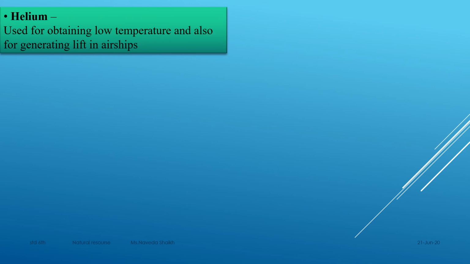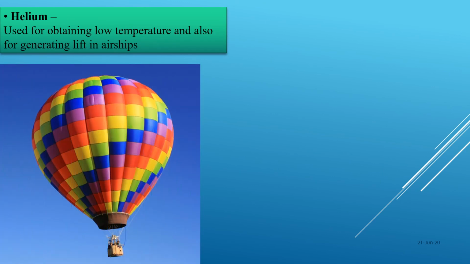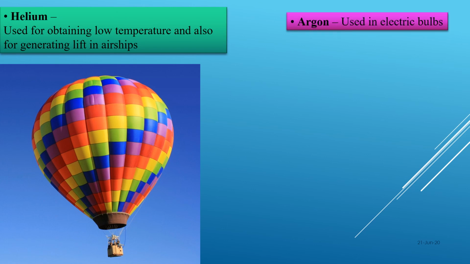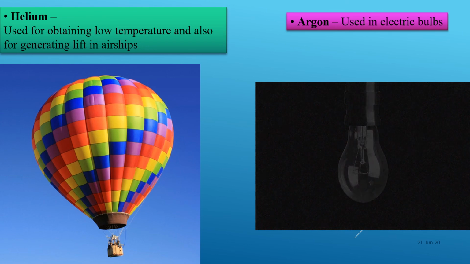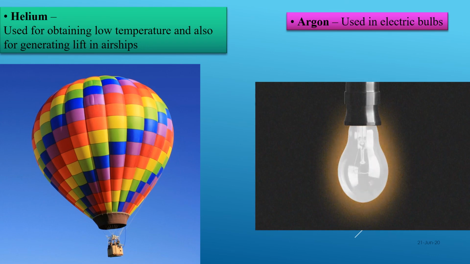Next we have helium. Helium is used for obtaining low temperature as also for generating lift in airships. Here this is a very simple example I could give for helium gas, because it is light. And next you have argon. Argon is also an inert gas which is used in electrical bulbs.